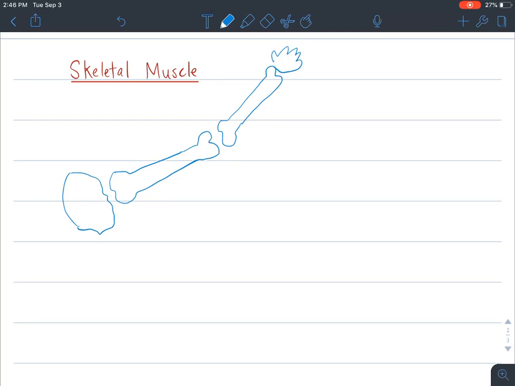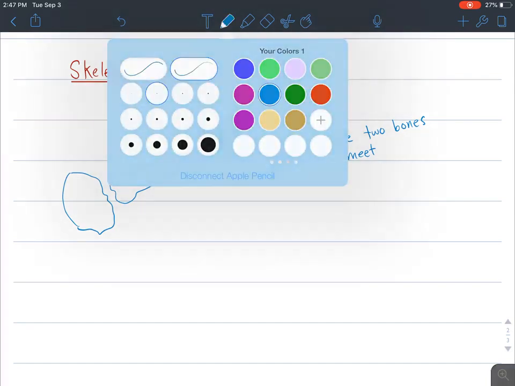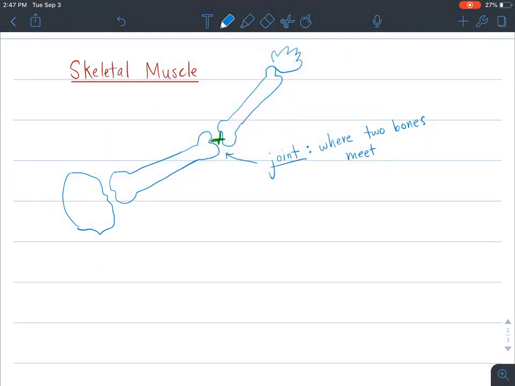If we look at these two bones, where they come together right here, we would call this a joint. And a joint is just simply where two bones meet. In order to keep those two bones together, we actually have a ligament. Let's draw this with green. We have a ligament here that attaches those two bones together. A ligament is a tissue that connects two bones together. So wherever we have bones meeting with other bones, we have ligaments that help attach the bones together.